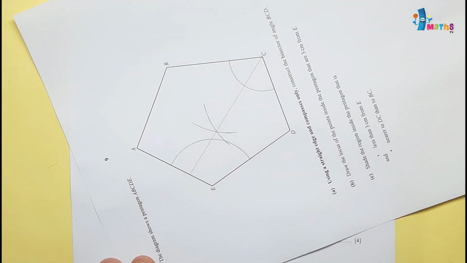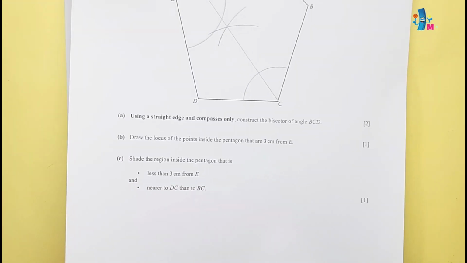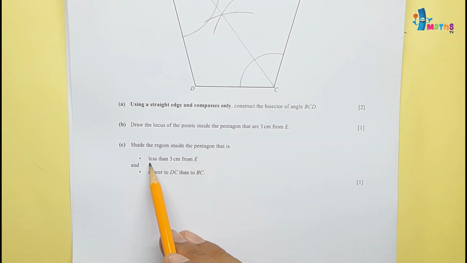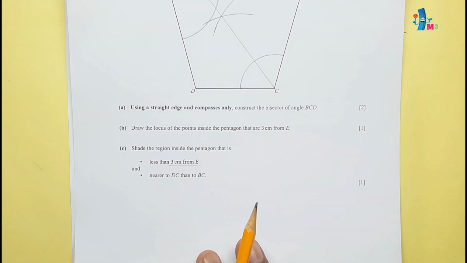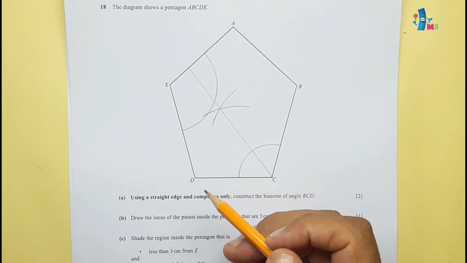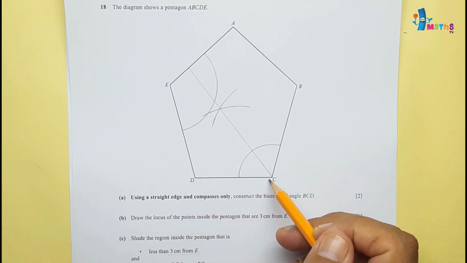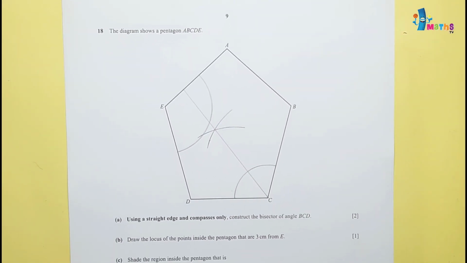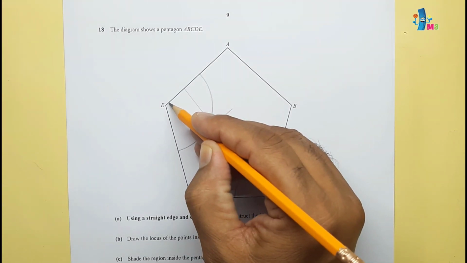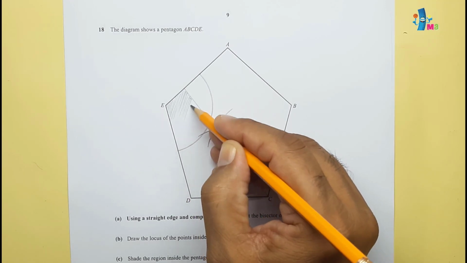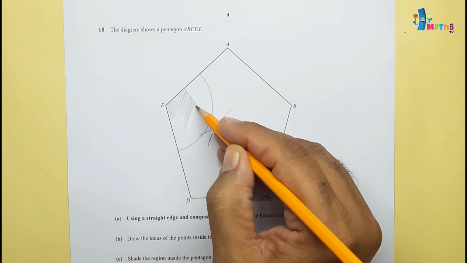This is done. Now next, C part, shade the region. The region has the conditions: less than 3 centimeters from E, so it should be within this 3 centimeter area, and nearer to DC, nearer to this side than BC. So we'll have to shade only this area, starting from here up to this one. We will not be crossing this line, so we'll be shading this area.